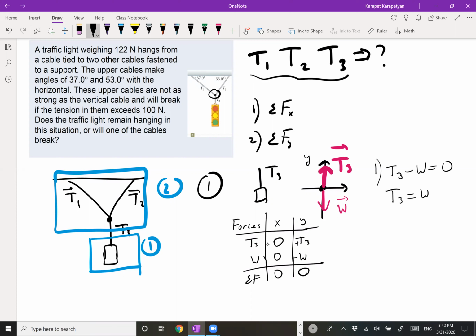And I'm given in the problem that the traffic light has 122 newtons as a weight. That means I solved for T3, 122 newtons. So that's why system 1 is simple enough that I can easily calculate one of the unknowns. So we get 122 newtons for the tension 3. Now, when I go back to system 2, I have only two unknowns, T1 and T2. I can carry this value of T3 into my system 2. All right, so let's do that then.